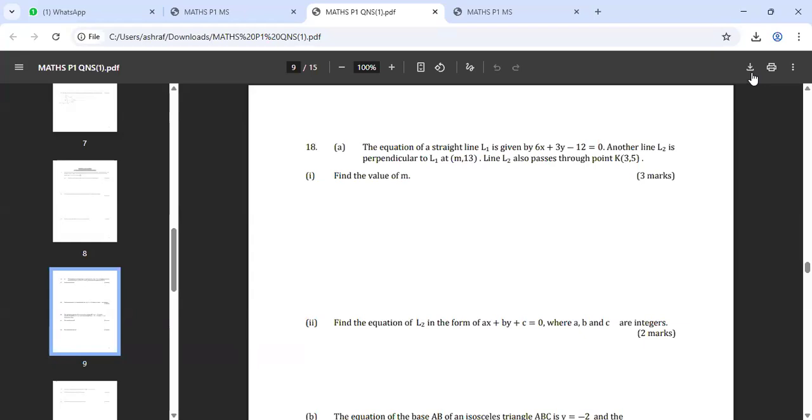Positive a half, good. Now that we have the gradient of L2 as positive a half, and we have a point K, 3, 5. Remember, L2 is also passing through M, 13. So using the gradient and the 2 points, what is the value of M? Yes, Tom? M is 19. Good.